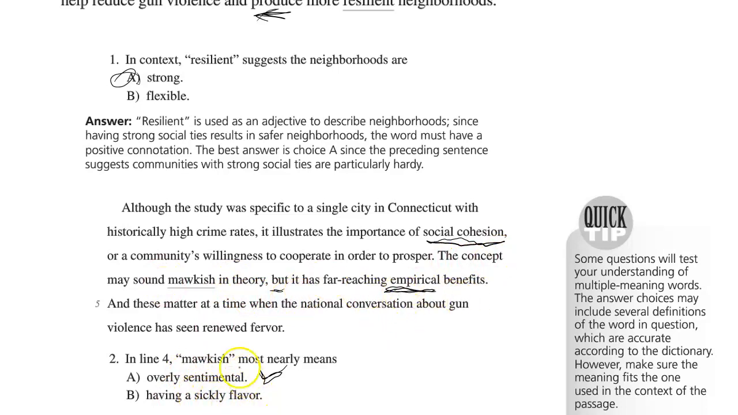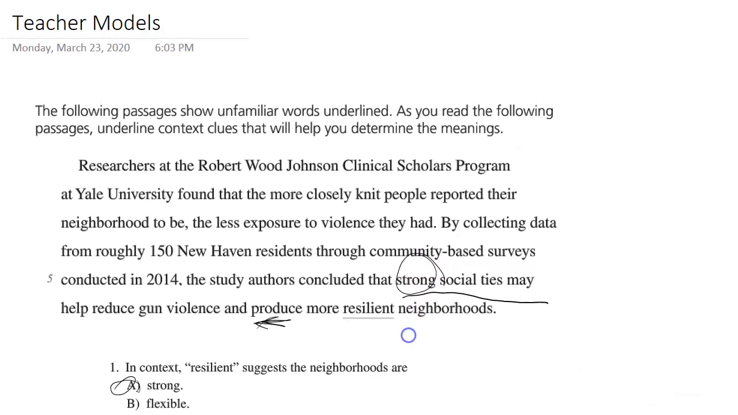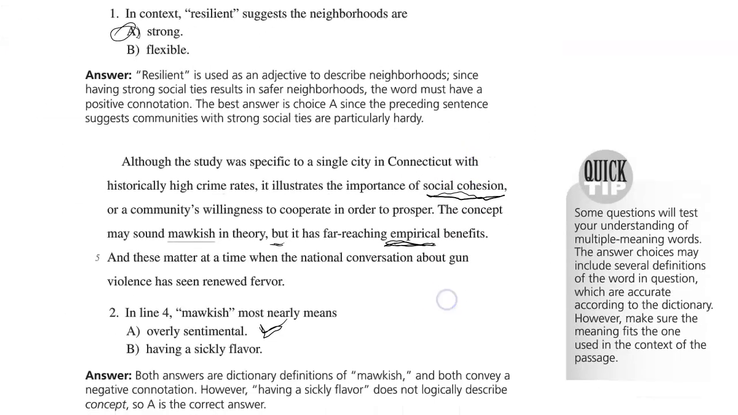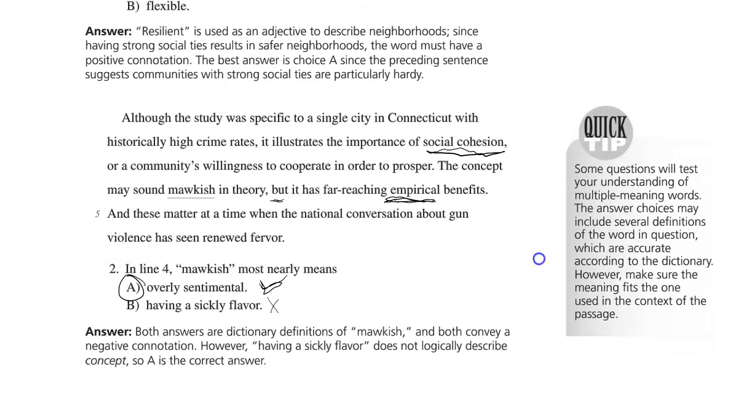Having a sickly flavor, both of these are actually the correct dictionary definition of mawkish, but having a sickly flavor really doesn't fit with the formal tone of the passage, nor does it fit with the context, which is talking about the study they're doing to reflect the high crime rates and how having a more close-knit group or community will combat those crime rates. So this is really not the best answer. So A, again, is our best answer.